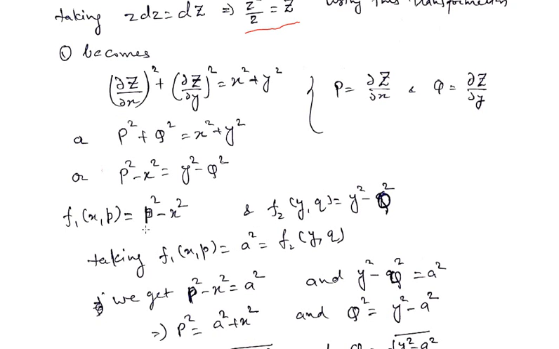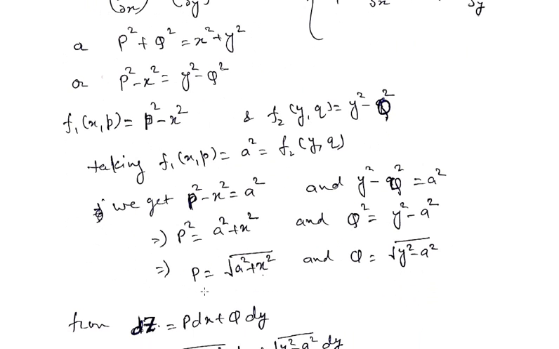So we get p square minus x square equals a square, and y square minus q square equals a square. From here we will get the value of p. Here p square equals a square plus x square, or p equals square root of a square plus x square. Similarly, y square minus q square equals a square gives q square equals y square minus a square, or q equals square root of y square minus a square. Now we will put the values of p and q in the equation dz equals p dx plus q dy.